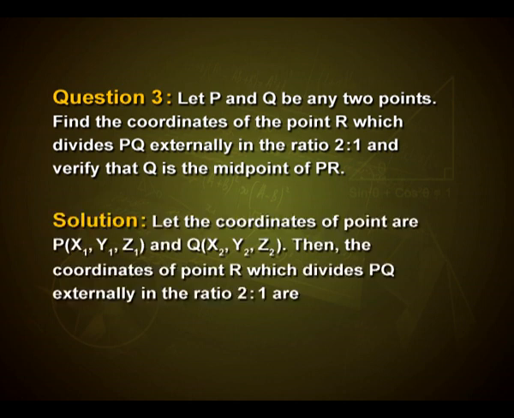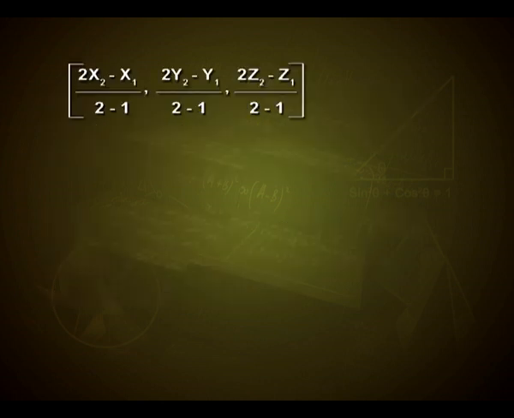Let the coordinates of the points be P (x1, y1, z1) and Q (x2, y2, z2). Then the coordinates of point R which divides PQ externally in the ratio 2 is to 1 are (2x2 minus x1) upon 2 minus 1, (2y2 minus y1) upon 2 minus 1, (2z2 minus z1) upon 2 minus 1, that is equal to (2x2 minus x1, 2y2 minus y1, 2z2 minus z1).